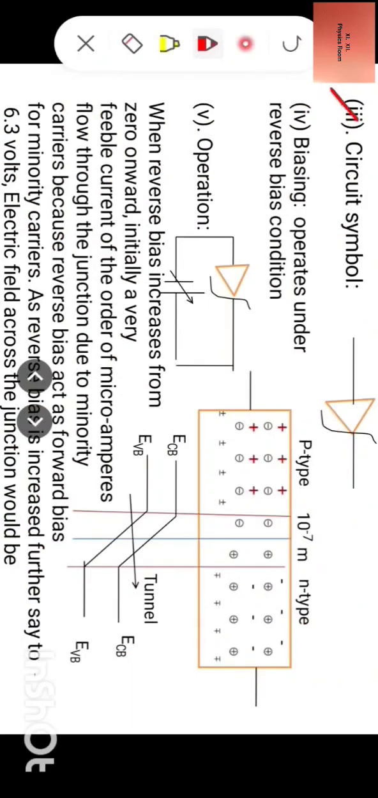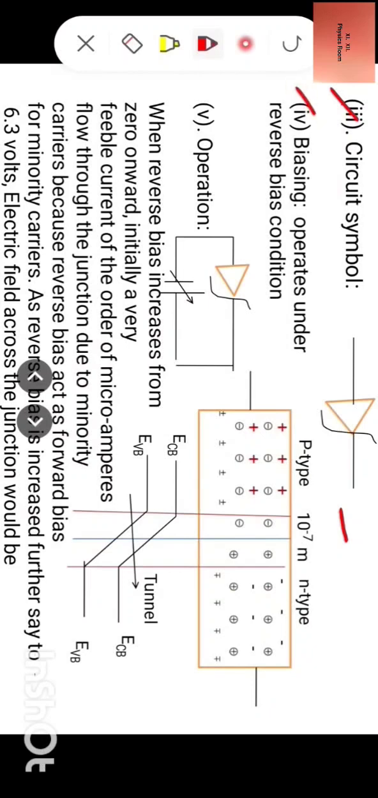Third, circuit symbol. This is the circuit symbol of Zener diode. Anode has the same drawing, but cathode has a different drawing. The vertical line of cathode has been curved at both ends. So therefore it forms the symbol of Zener diode.